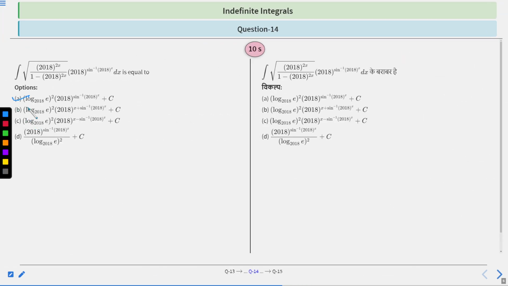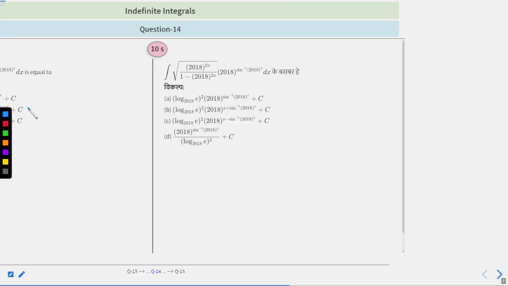Got it? Option A is the right choice. Fine. So let's move to the next question.